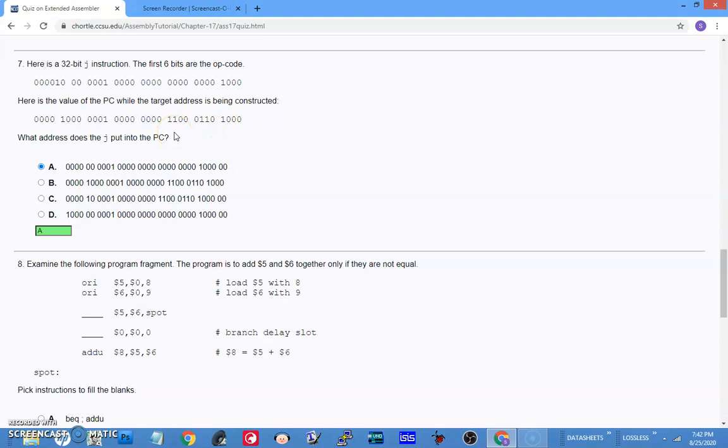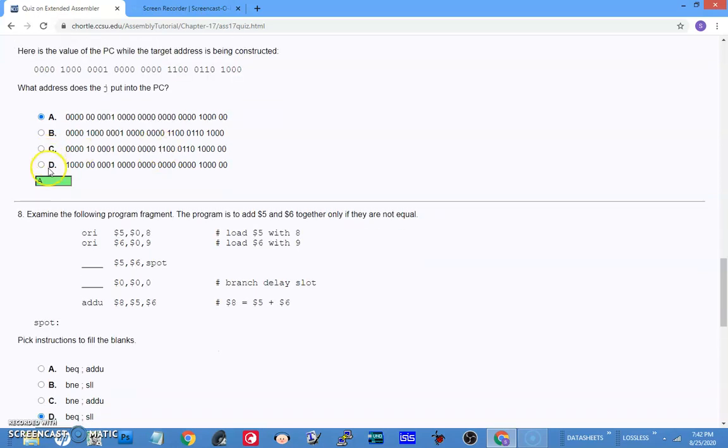So upper 4 bits of the PC concatenated with left shifted 26 bits obtained from the instruction. That is how we make the new PC. So 26 bits left shifted by 2 bits becomes 28. When it gets concatenated with the upper 4 bits, you get the 32 bit. Okay. So the answer for this question is option A.